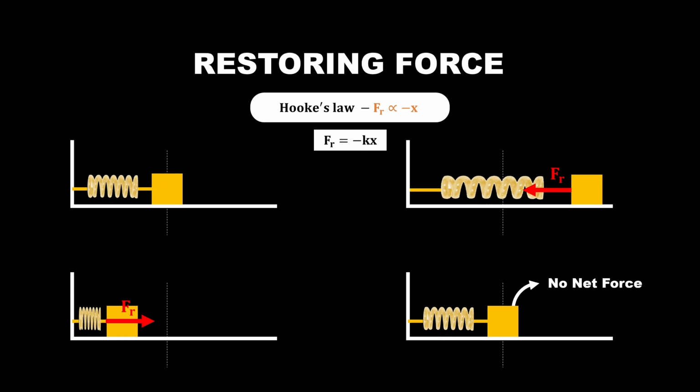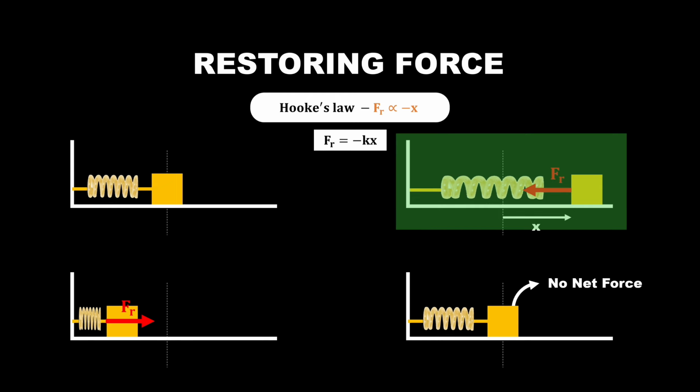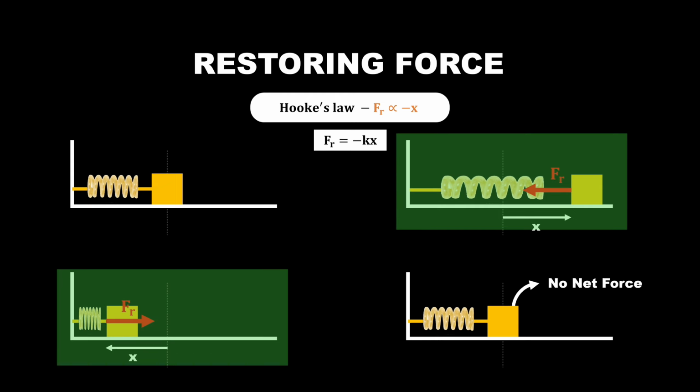The negative sign in the equation signifies that the restoring force always acts in the opposite direction of the displacement. If the mass is displaced to the right, the restoring force will act to the left and vice versa.